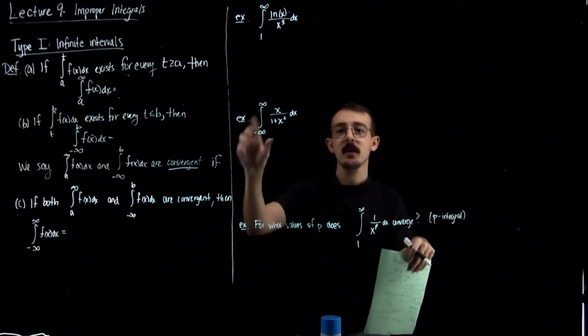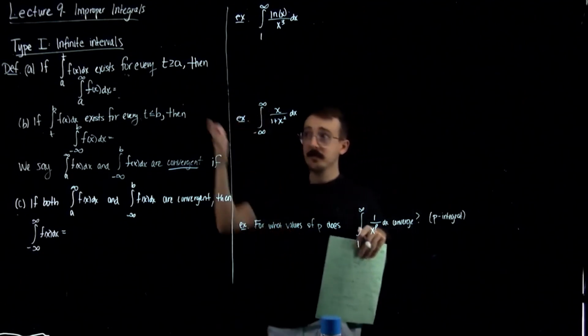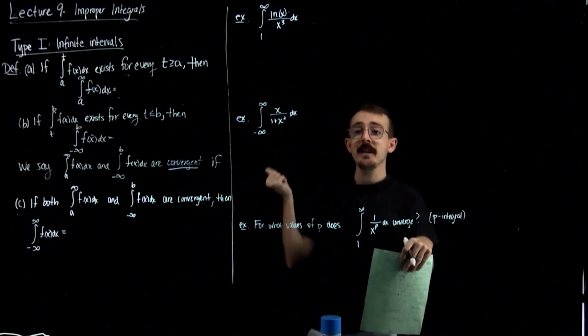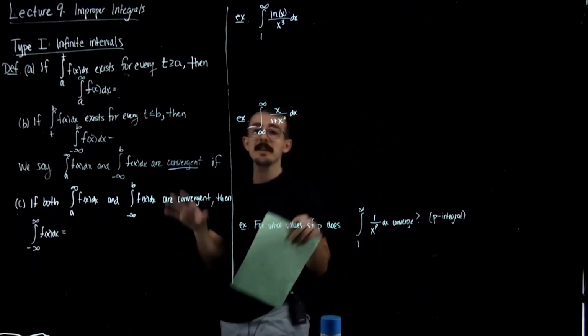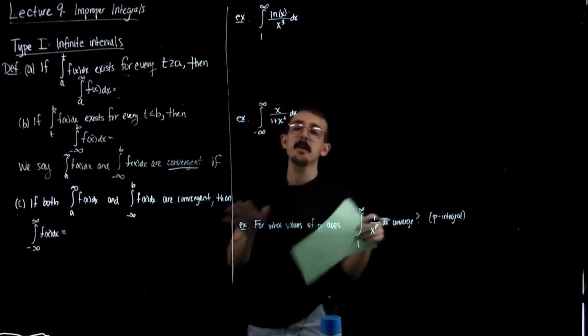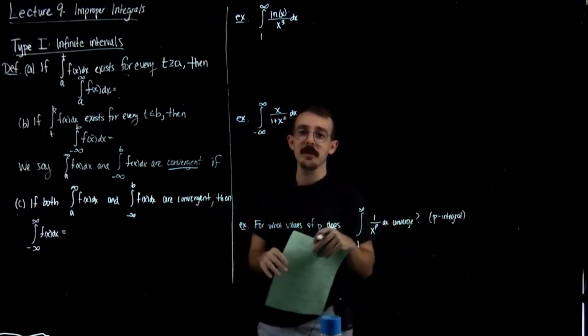So either the upper, the lower, or both bounds could be infinite. And that's called a type 1 improper integral. So we're going to deal with those in the first part of the video, and then we're going to show you what type 2 improper integrals look like.